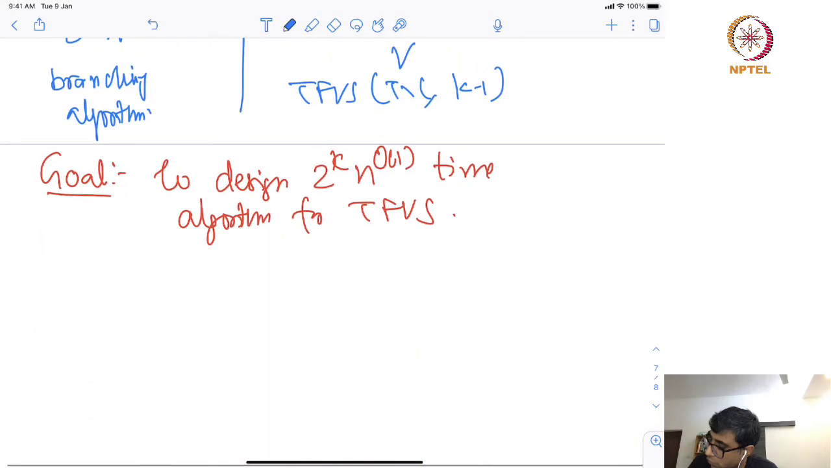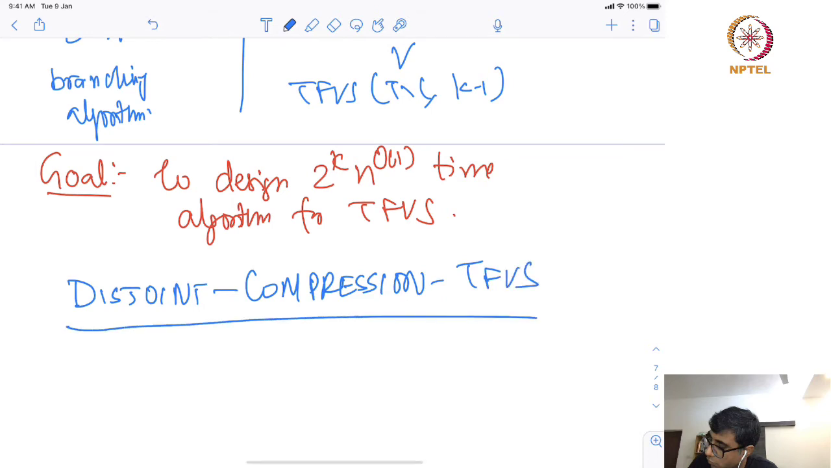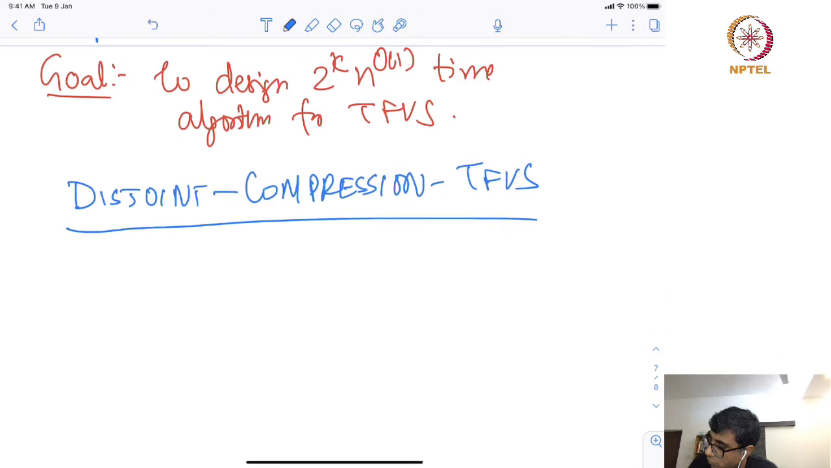So what are we going to solve? We are going to solve disjoint compression for tournament feedback vertex set in polynomial time, and once we are able to do this, we will write that.